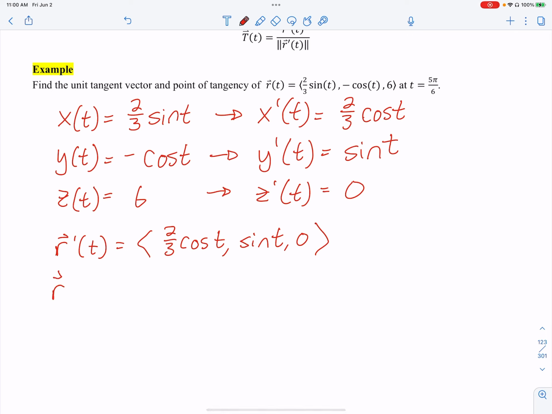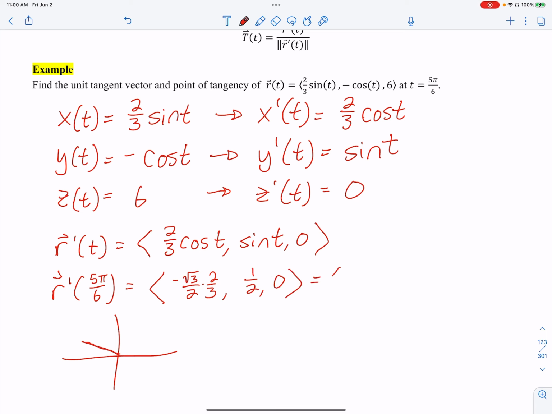So r prime of, I'm going to go ahead and plug in 5 pi over 6. Okay, cosine of 5 pi over 6. 5 pi over 6 is a small angle right there. Cosine is our x, so it's negative radical 3 over 2 times 2/3. And then sine of that one is 1/2, positive direction, so it goes up. So this is equal to negative radical 3 over 3, 1/2, 0. So that is the vector at that point.